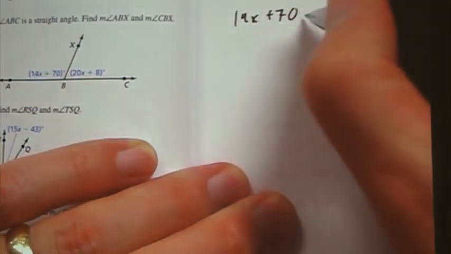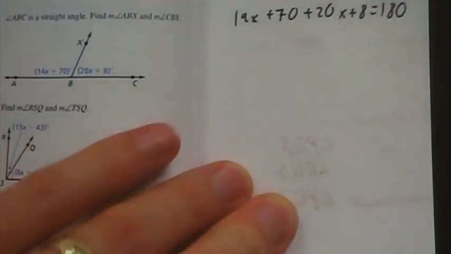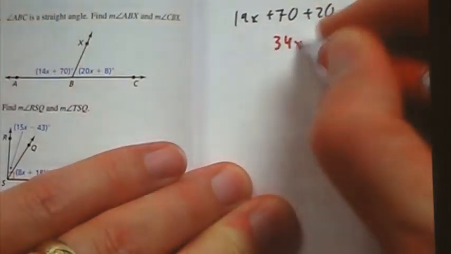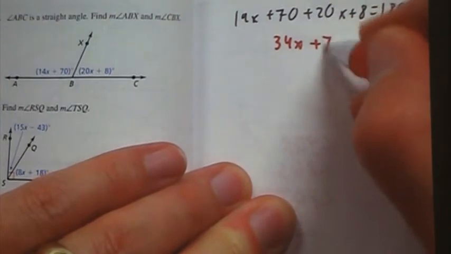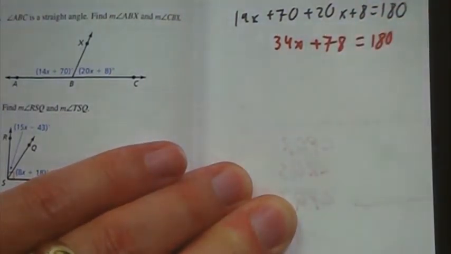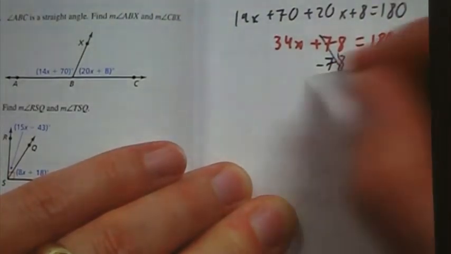If these guys are a straight angle, this angle plus this angle adds to 180. 14x plus 70 plus 20x plus 8 equals 180. And from here, back to algebra. Combine your x's. 34x. Combine your numbers. And again, we're just doing some algebra. Two-step equation from here on out.